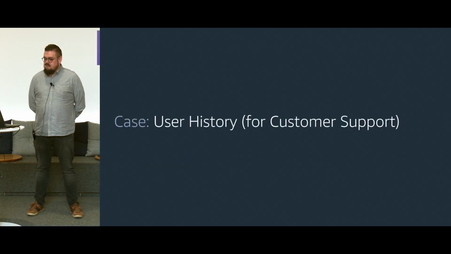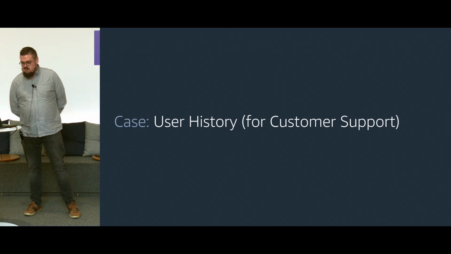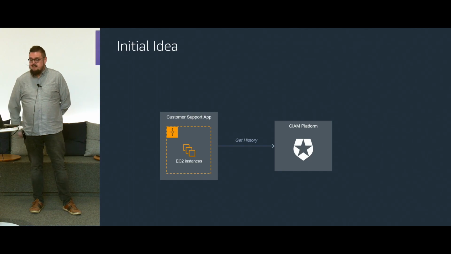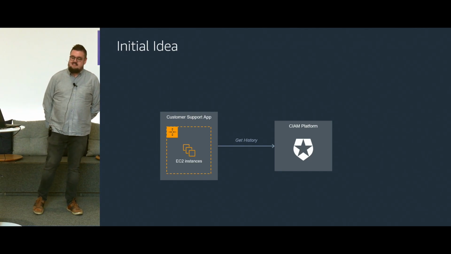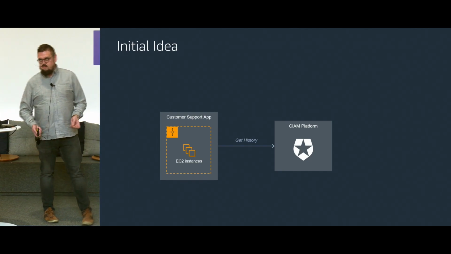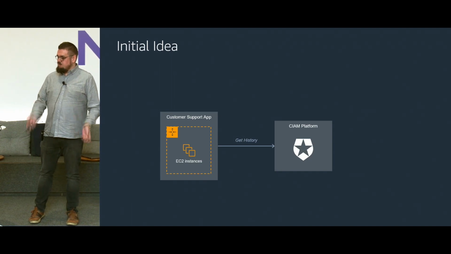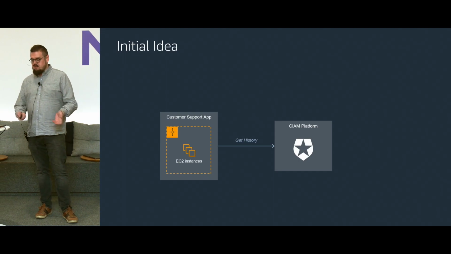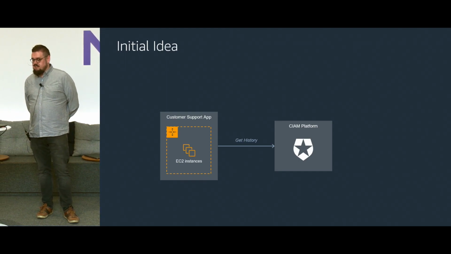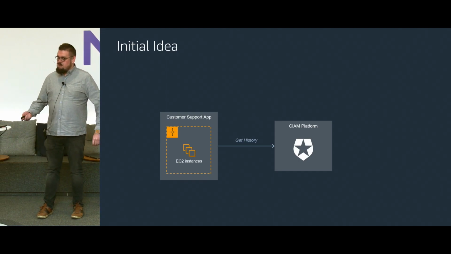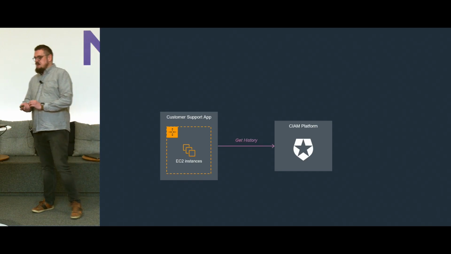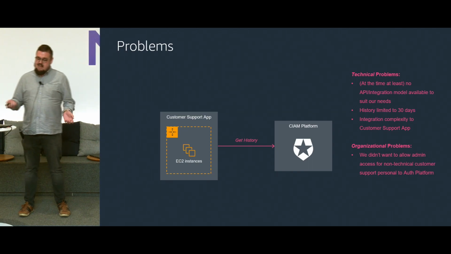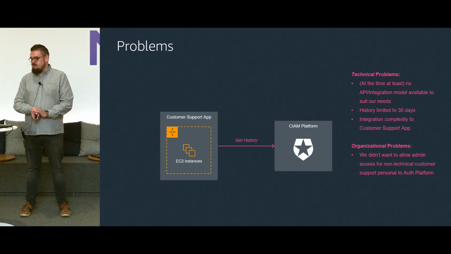Another example is a user history service for customer support. So the initial idea was that there's a customer support app, and it needs to get the history of the user. For example, when the user has changed the password or email, or if there's been login problems or something, so they can help the customer when the customer is contacting them. So maybe it could query the authentication platform. Or the customer support could just directly access the authentication platform.